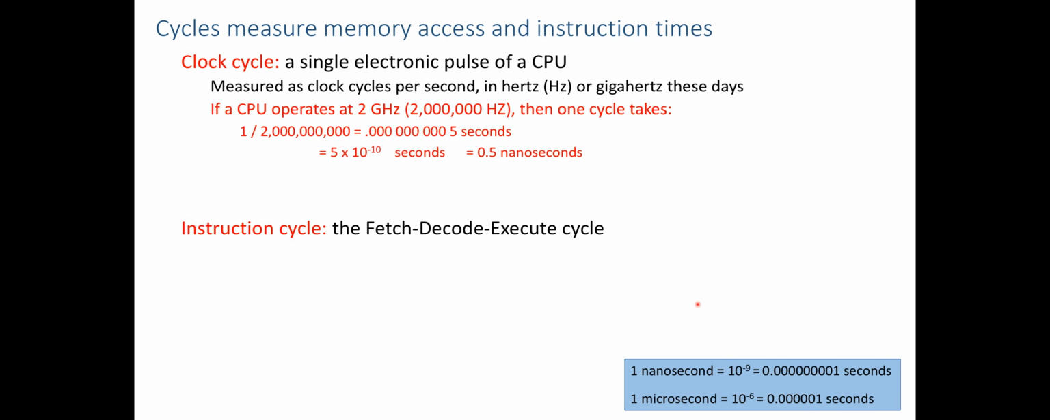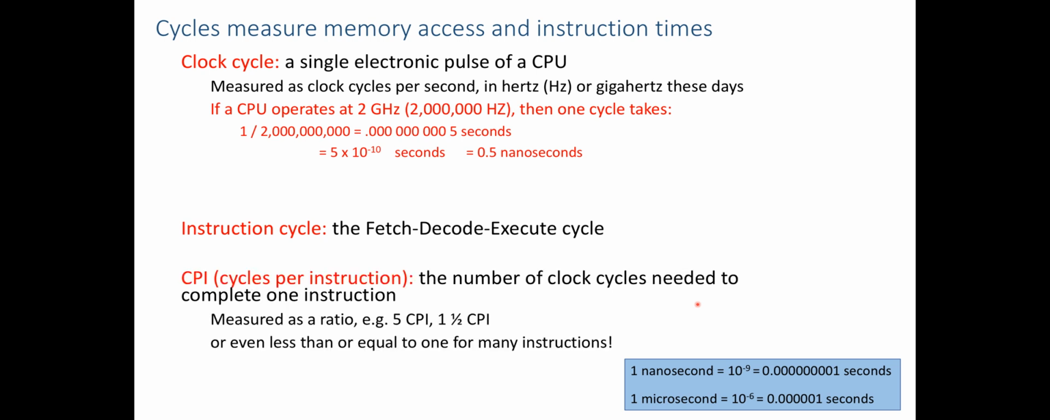And so our instruction cycle now is different. That is the time to fetch an instruction from memory, have the CPU decode it, and then execute it inside of the arithmetic logic unit. Now, this might, for some instructions, take one clock cycle, like I said, but sometimes it doesn't. And so we sometimes use this measurement, cycles per instruction.